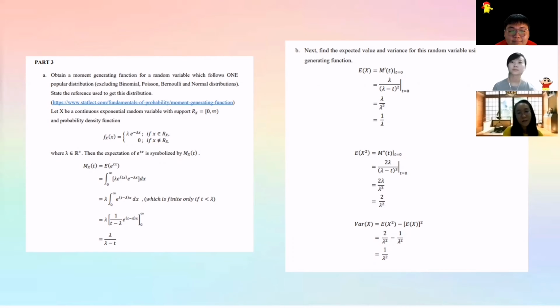In order to find the variance of x, we need to find the expected value of x squared. The expected value of x squared is equal to the second derivative of M(t). By differentiating M prime of t, we get 2 lambda over (lambda minus t) to the power of 3. By substituting t equal to 0, we get 2 over lambda squared. The variance of x is equal to the expected value of x squared minus the square of the expected value of x, which is 2 over lambda squared minus 1 over lambda squared. The variance is equal to 1 over lambda squared. That's all from us. Thank you.